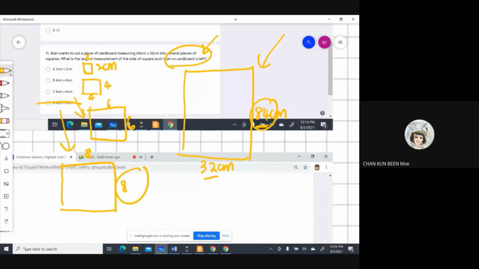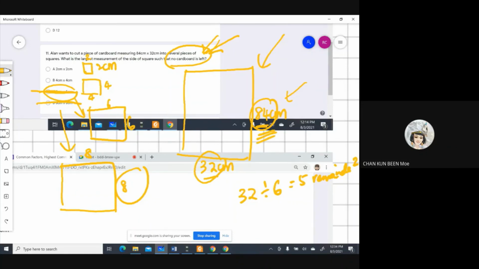And second one, 84 can be divided by 6 or not? Yes, can. Again, 32 can be divided by 6 or not? Cannot. 6 times 6 is 36, 6 times 5 is 30. So 32, if you divide by 6, you have a remainder. Cannot, because we want no carpet left. Because 32 divided by 6, you get 5 but with a remainder of 2. Therefore, this answer is also out.